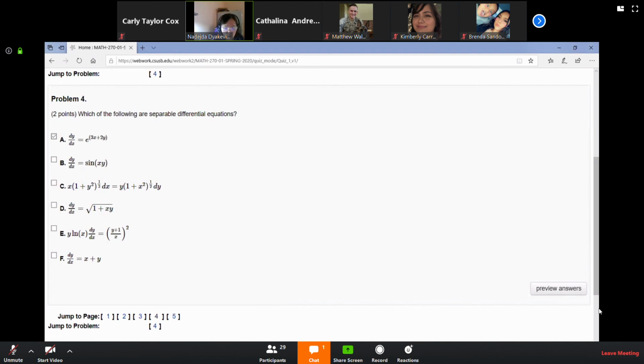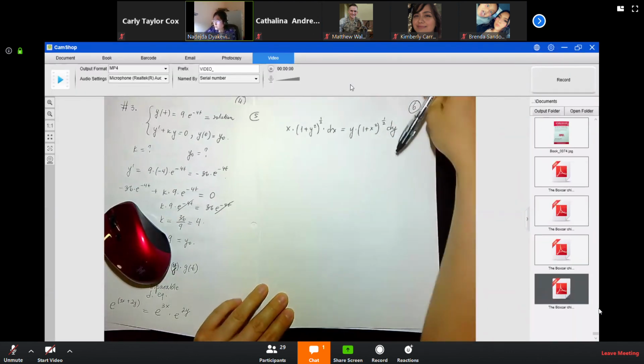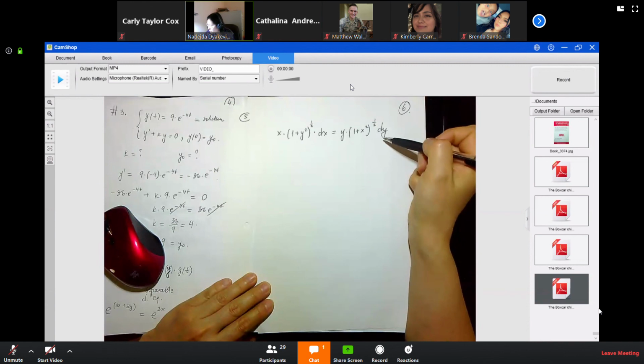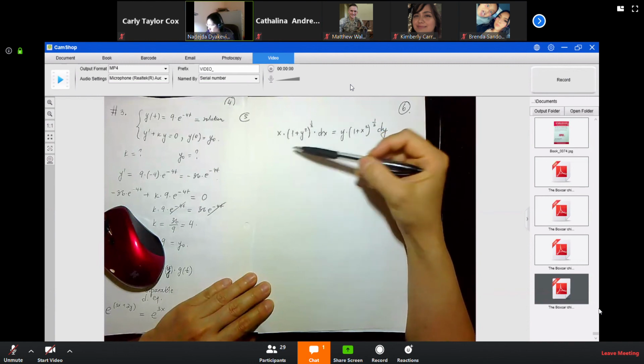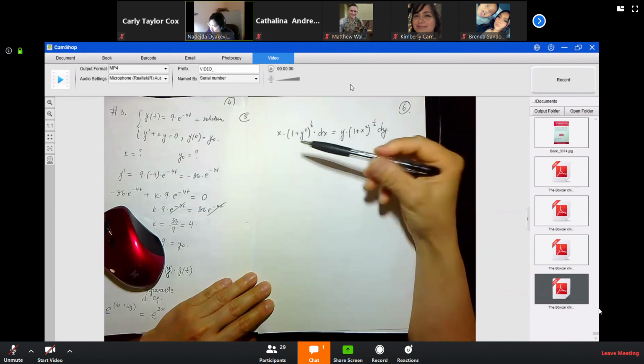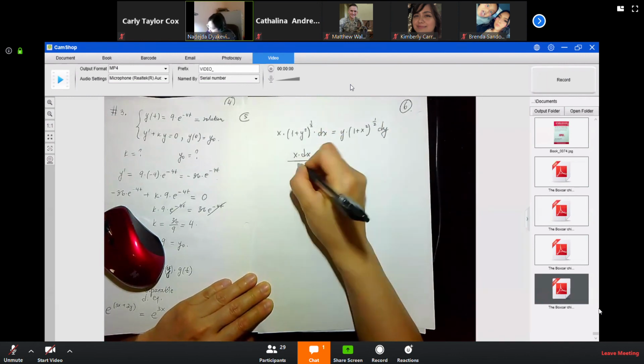So let me move here. And I'm going to try to separate it. So I'm going to leave all expressions containing y on one side and everything with x on the other side. So I'm actually separating right now.